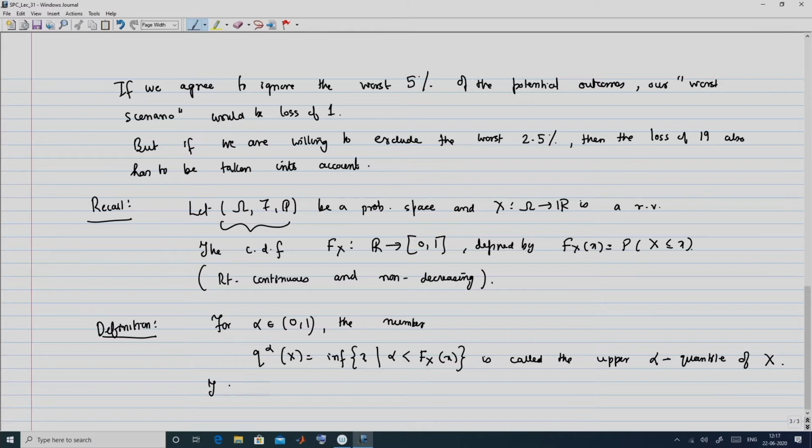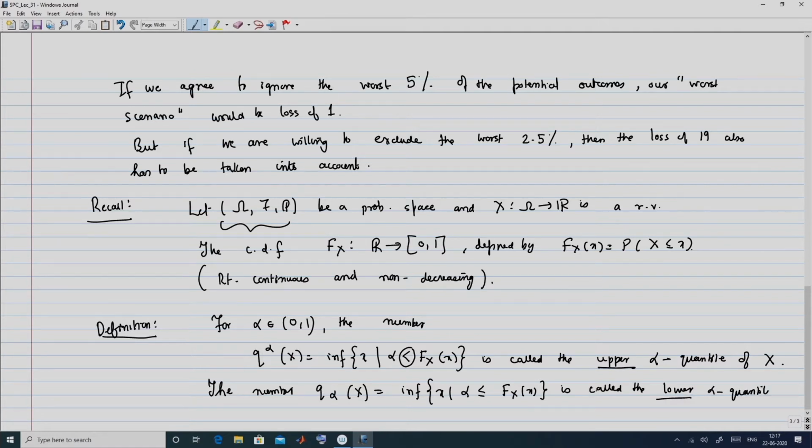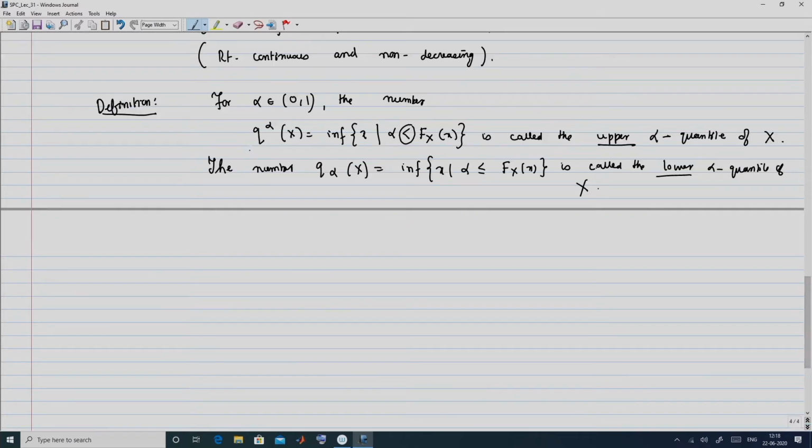And motivated by the same setup, now that we have talked about an upper alpha quantile, we can accordingly define the lower alpha quantile. This number q subscript alpha is the infimum of x such that alpha is, remember here alpha was strictly less than the CDF, and here I will take alpha to be less than or equal to the CDF of x. In this case, q subscript alpha of x is called the lower alpha quantile of x. To reconcile the upper and lower quantile, we observe that any q which lies in the closed interval of the lower quantile and the upper quantile is called an alpha quantile.